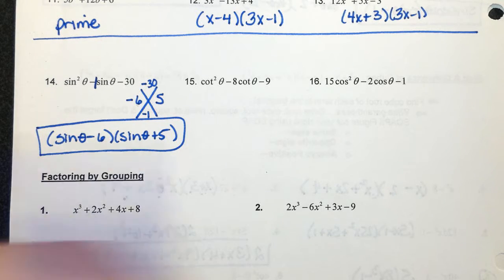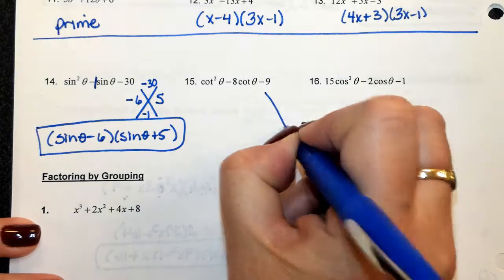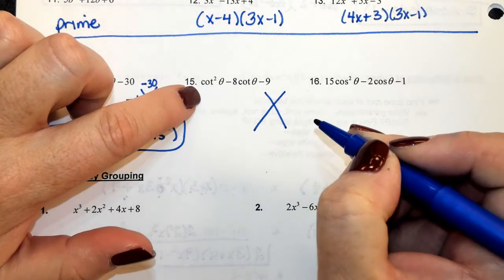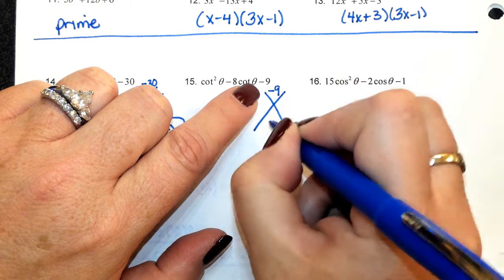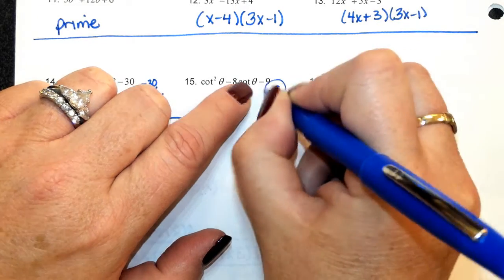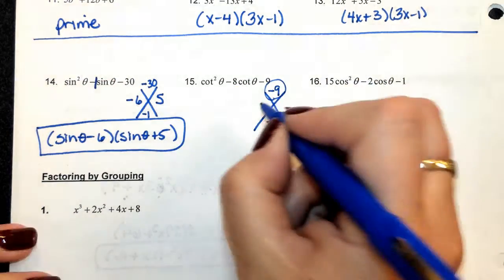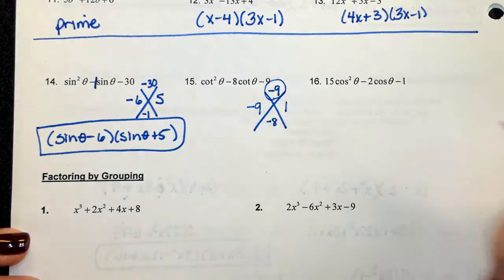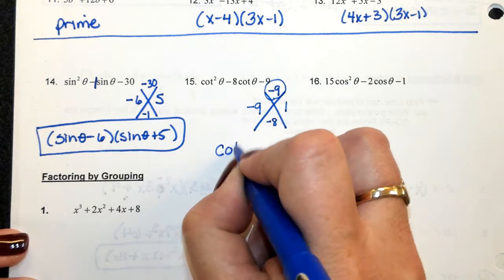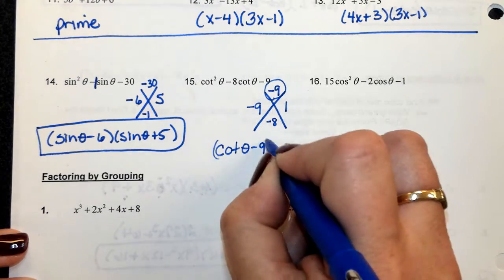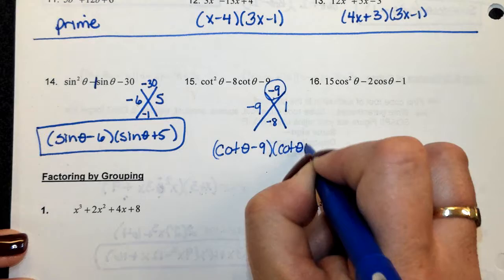So now look at number 15. The leading coefficient is still a 1. So we want to find the factors of negative 9 that add together to give us negative 8. So the magical pair is going to have to be a negative 9 and a positive 1. So this will factor into cotangent theta minus 9 times cotangent theta plus 1.